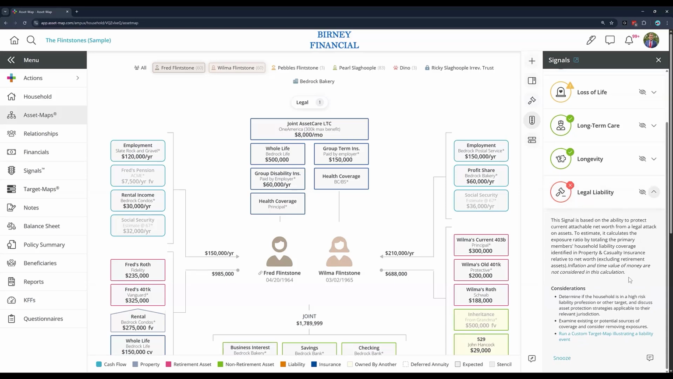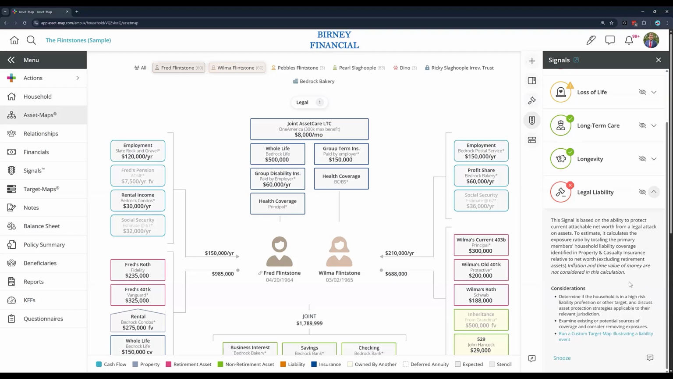It almost always is. Why? Because, hey, Fred, Wilma, if someone trips over your lawn sprinkler and sues you, how much of the assets here on the map are at risk? Well, unless you have umbrella insurance covering these things, or you have all your stuff held in a trust, for example, usually this shows as a red X.